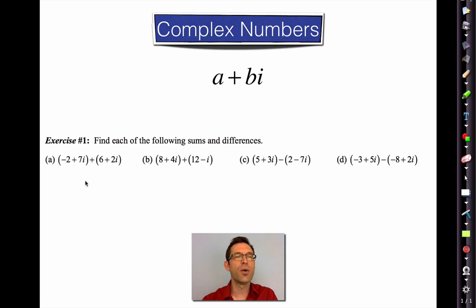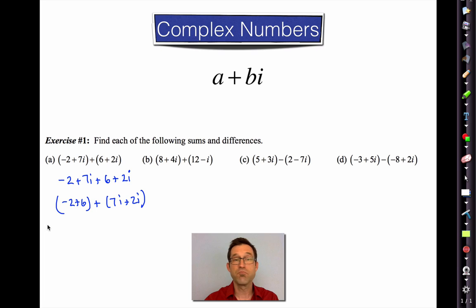Well, if you added the real parts and you added the imaginary parts, that is exactly what you want to do. Because we still allow addition to be associative, meaning we can get rid of all the parentheses. We also allow it to be commutative, which means we can group the real parts together and the imaginary parts together. Then -2 plus 6 is definitely 4, and 7i plus 2i is definitely 9i. And there's your complex number, your real part being 4 and your imaginary part being 9i.